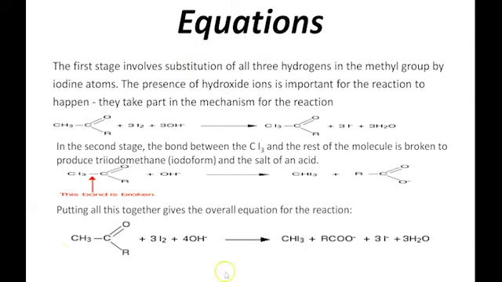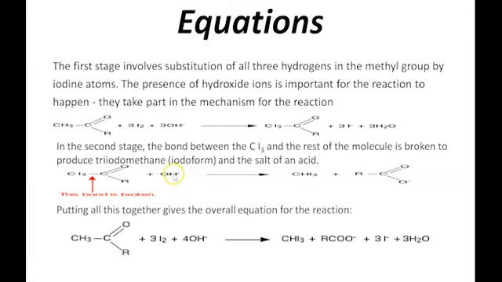Equations: you can write the overall equation, or you can write it in two steps. The first stage involves substitution of all three hydrogens in the methyl group. So here in this methyl group, all three hydrogens will be substituted with iodine atoms. The presence of hydroxide ions is important for the reaction to happen. They take part in the mechanism for the reaction. So in the first step, all three hydrogens are substituted by iodine, and there are 6 iodine atoms, so 3 iodide ions are released and water molecules are formed.